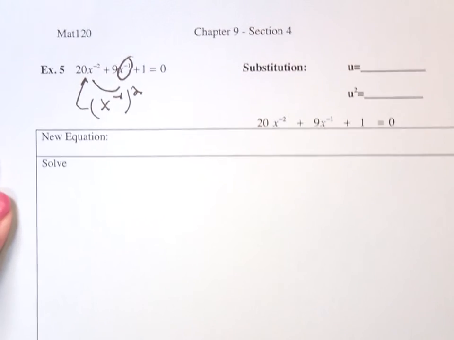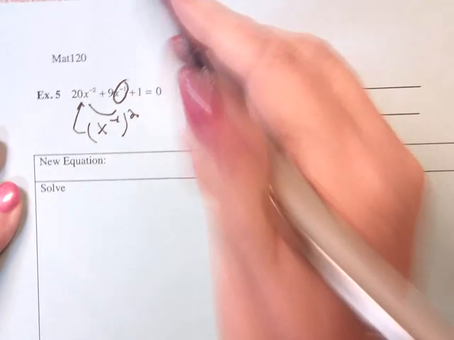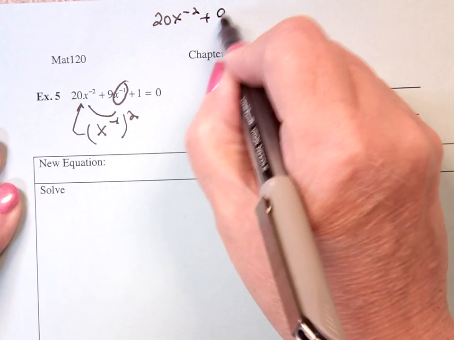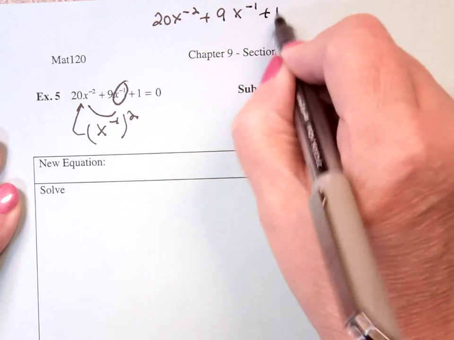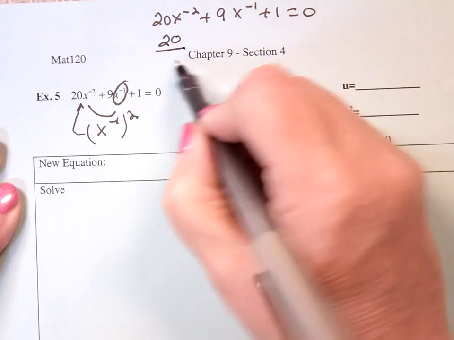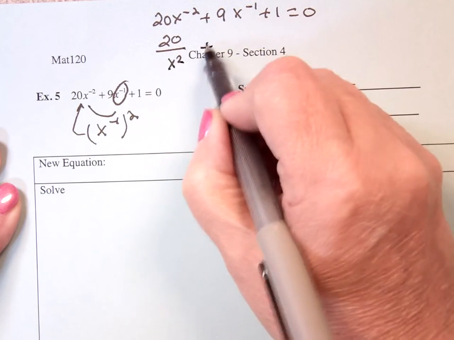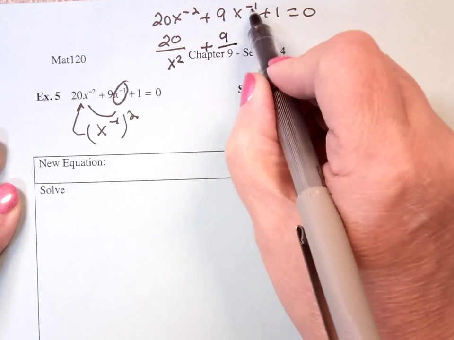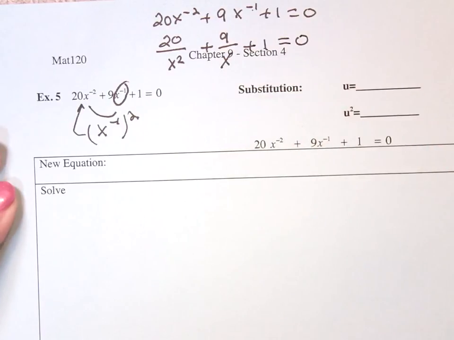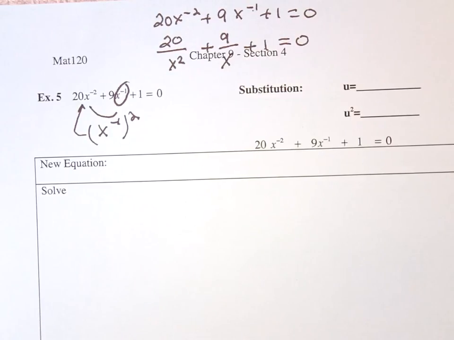This problem can also be worked in more than one way, because if I were to look at this as 20x to the minus 2 plus 9x to the minus 1 plus 1 equals 0, I can make all the exponents positive. 20 is positive, and that would be x squared. 9 is positive, he stays in the numerator, but x moves to the denominator, plus 1 equals 0. Now it's a rational equation, and then you clear the equation by multiplying through by x squared. Some of them can be worked in more than one way. This would be my plan B.